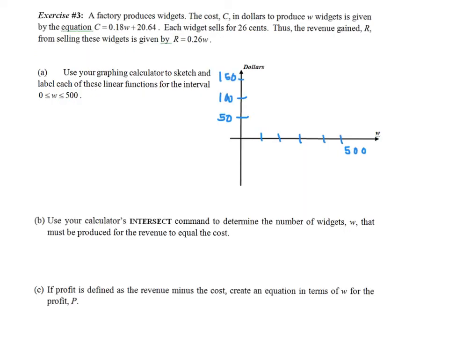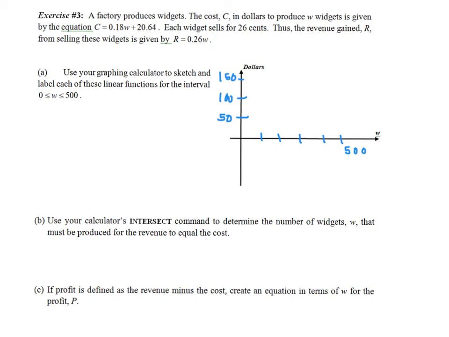In exercise 3, we have several functions that we're going to be looking at. We're talking about a factory that produces widgets. There's a cost to produce the widgets, and there's also a revenue that we're going to get by selling the widgets. A widget is just a generic item that a factory can produce. This problem is going to require your graphing calculator, so if you don't have your calculator in front of you, please pause the video and go get your calculator and come back.